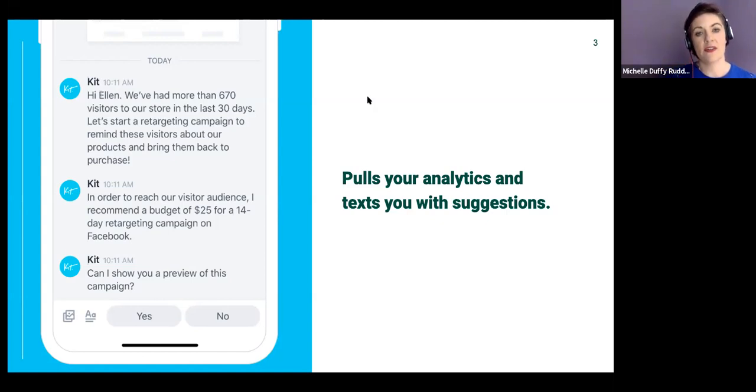In order to reach our visitor audience, I recommend a budget of $25 for a 14-day retargeting campaign. Can I show you a preview of this campaign? There's going to be yes or no buttons at the bottom of your phone. So it texts you this kind of stuff, and it gets you thinking about, really, 670 people this month? Okay, yeah, and I can put an ad in front of them now. I know it's in dollars there, but I can put an ad in front of them and advertise for 14 days. If that sounds good, then you say yes. If it's not appropriate right now and you think, no, I have other plans, or I don't have the 25 bucks or whatever it is, you can just say no.